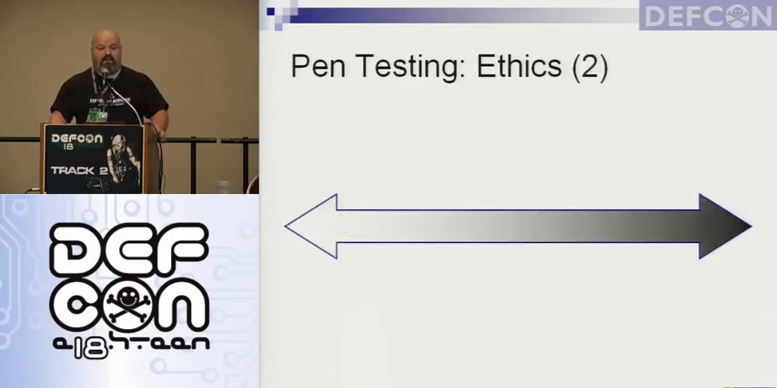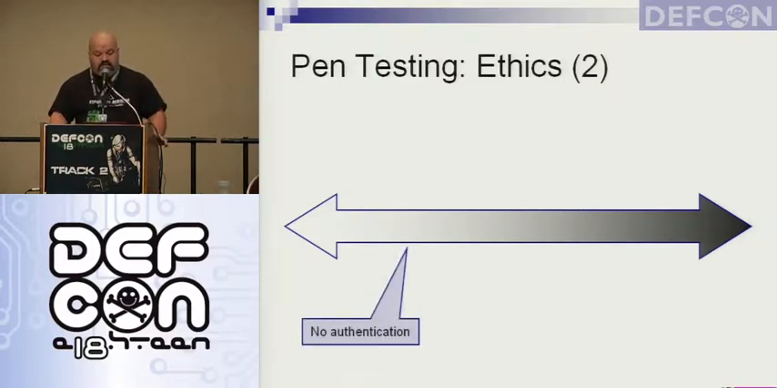So this is kind of a black to white spectrum, and this is where I would put these questions on there. You may disagree with it, but I think most of you would generally agree with the general placement. Viewing the configuration of a device that requires no authentication, I think that's pretty clear. I think you could view that. You're not changing anything, you're just looking. There was no authentication required. You just clicked on a result and went right in there.